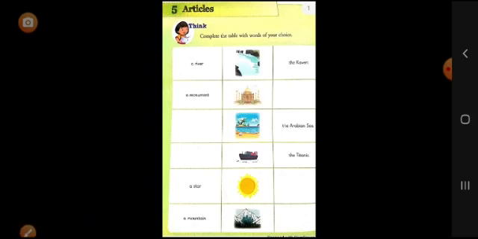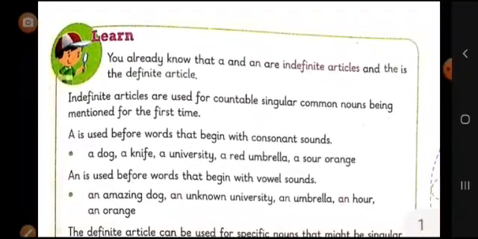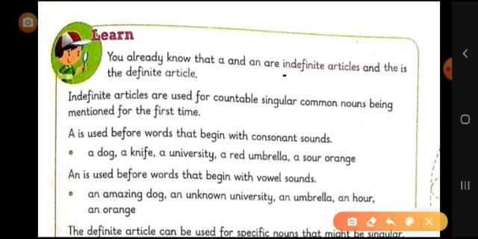Now let's move to the next page. Now you have already learnt about a and an. So a and an, since they are used before unspecified and unidentified objects, are indefinite articles. So what is a and an? It is an indefinite article. So if a and an are indefinite articles, the word the is a definite article.